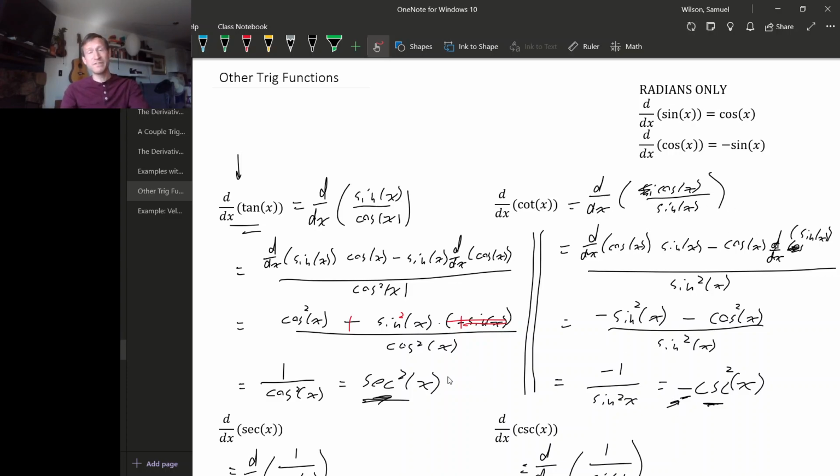All right, now that we have derivatives for all of the trig functions, we can use them to find rates of change in any situation where a trig function shows up.